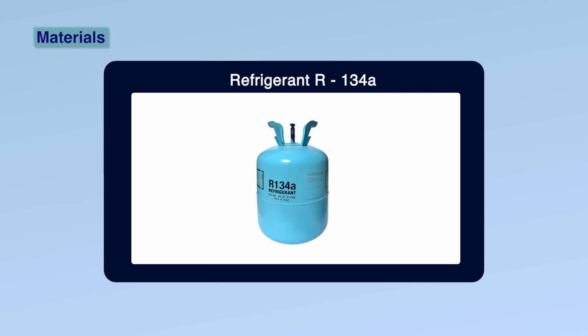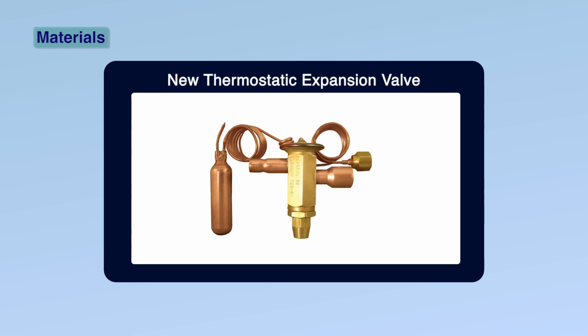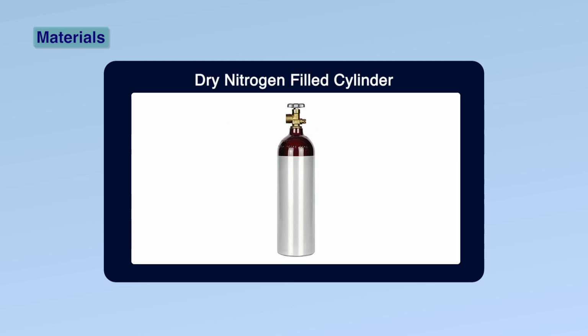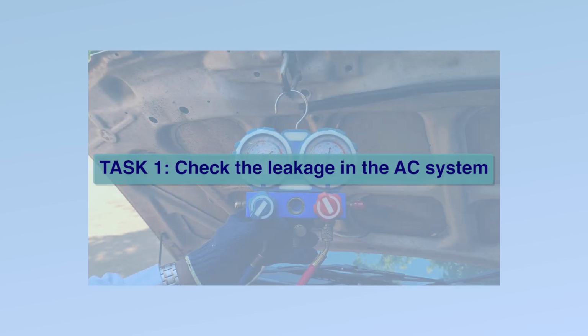Materials: refrigerant R134A, refrigerant oil, new thermostatic expansion valve, dry nitrogen filled cylinder, PAG oil. Task 1. Check the leakages in the AC system.